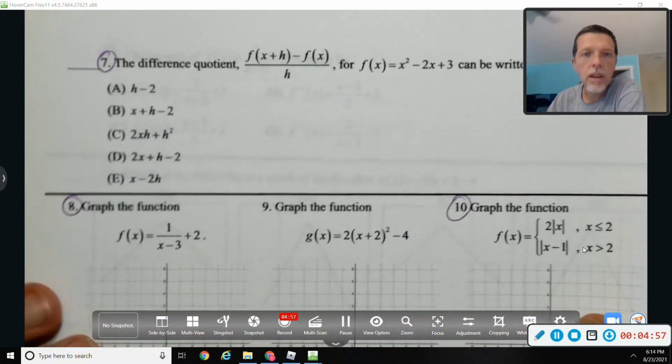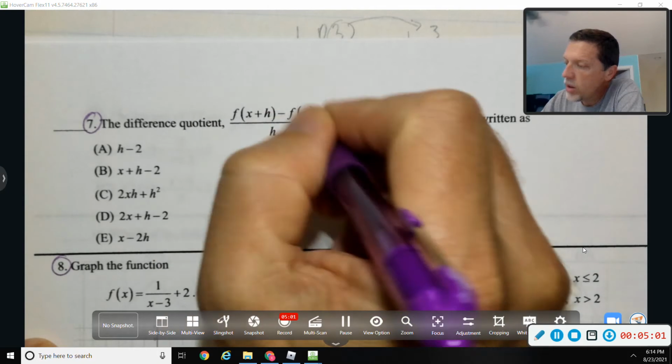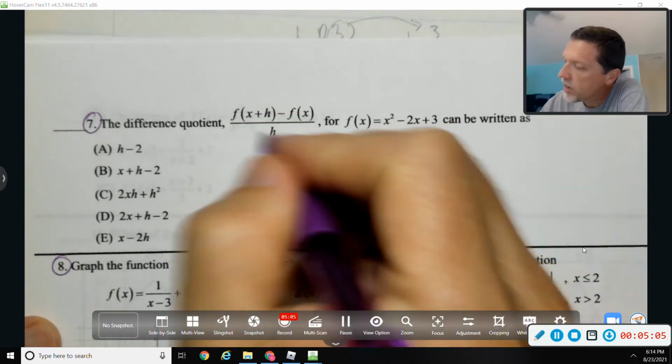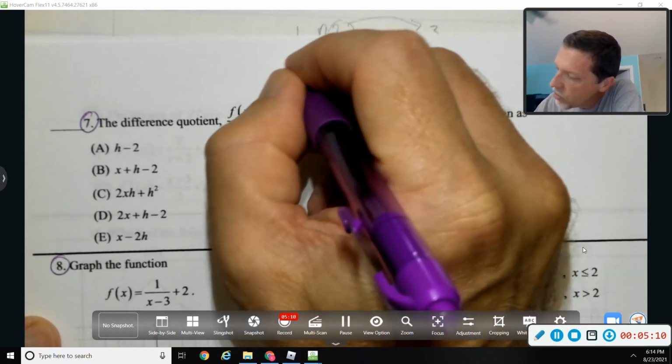Number 7, the difference quotient. Again, for this year, we're always going to give you the difference quotient. That'll change next year, but for now you're good. There's f of x. I need f of x plus h.